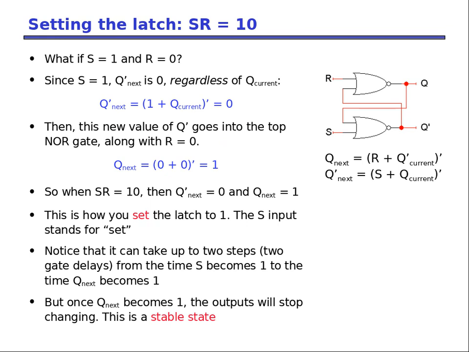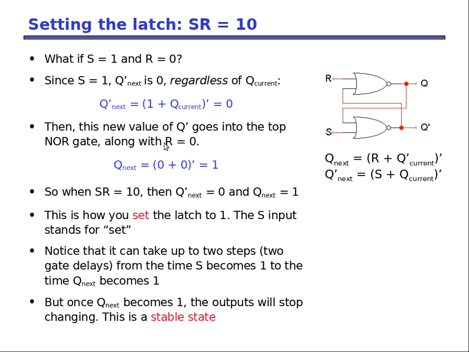What happens if set is 1 and reset is 0? Yes, I'm reviewing what we did last time. And that's because this SR latch confuses a lot of students. So, well, let's go back to our formula. Q naught next is 1 or Q current, and knotting that. Well, then we don't care what Q current is, because 1 or whatever is always 1. And so if you knot 1, you get 0. Okay, so Q naught next has to be 0.